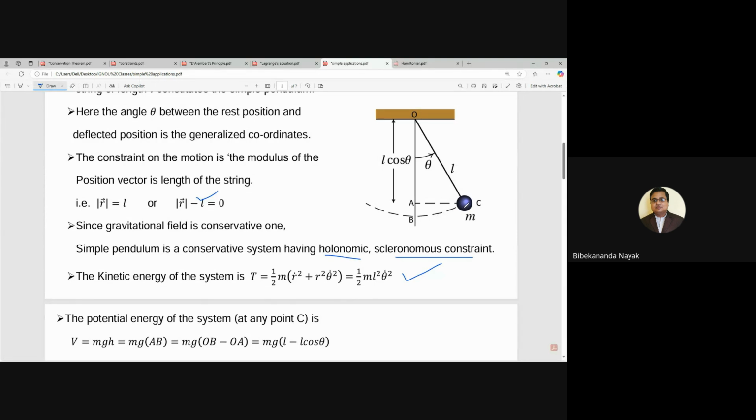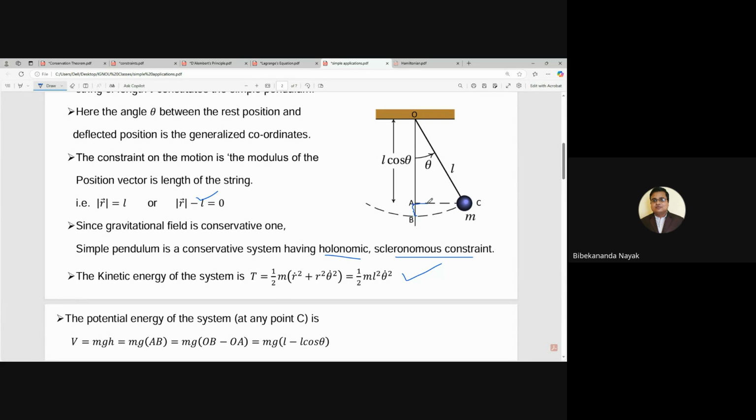In a gravitational field, we have the potential energy formula mgh: mass m, acceleration due to gravity g, and the vertical distance h, the height. Here the vertical distance is AB, coming from C to B. How much is AB? Here OC is equal to L, and this angle is equal to theta.